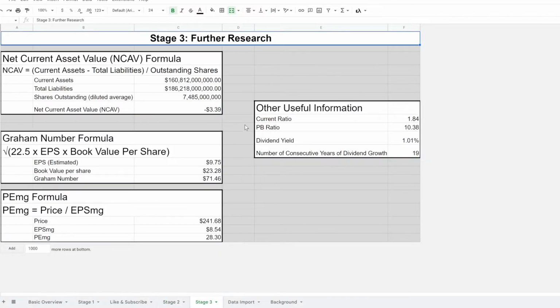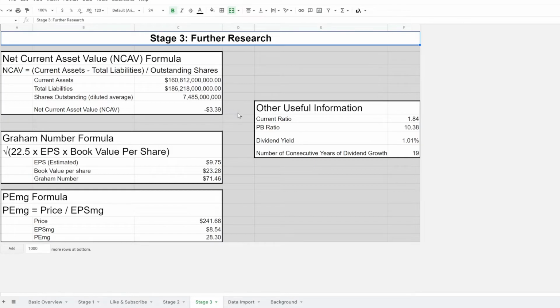Moving on to stage 3, which is further research. So if you've gotten to this point and you've determined that the company is suitable for your investor type and it's undervalued, which is what we just talked about, then you need to do further research to determine if it's suitable for your individual portfolio. Consider diversification or your own goals and things like that.